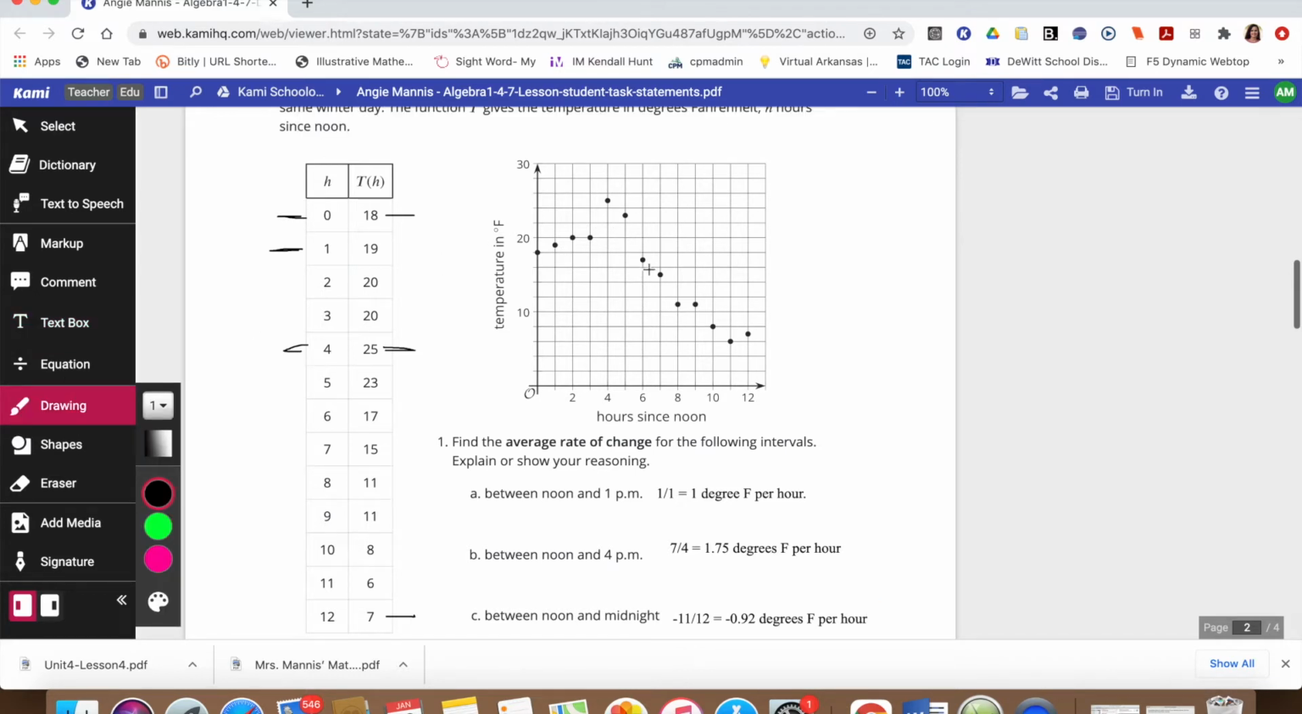So from 4 to 6, you're going to connect the dot from 4 p.m. to 6 p.m. Try to draw as straight of a line as you can. Mine was not very straight. Try that again. It was a little better. Okay, then you're going to connect from 6 p.m. to 10 p.m.